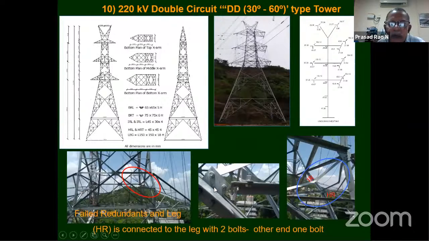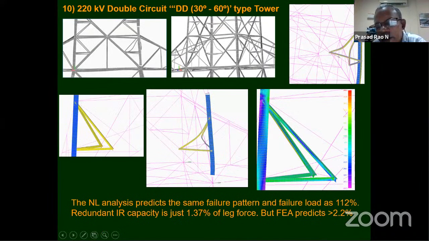250. And one more detailing failure is here: the bracing member, though a gusset plate is there, he has provided only 1 bolt, and the leg member connection is with 2 bolts. That means the bearing stress in this bolt near this plate has exceeded and it got torn up. At the same time the secondary bracing capacity is also less. You can see the buckling of the secondary bracing.